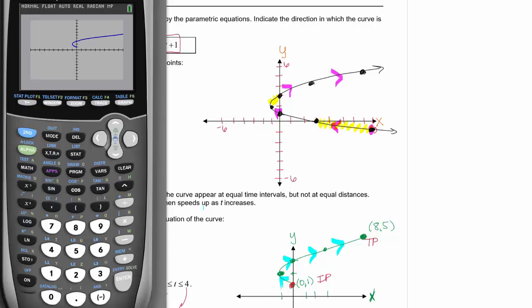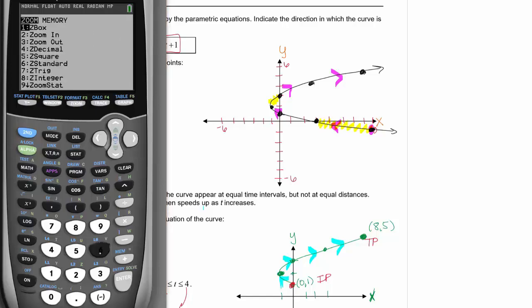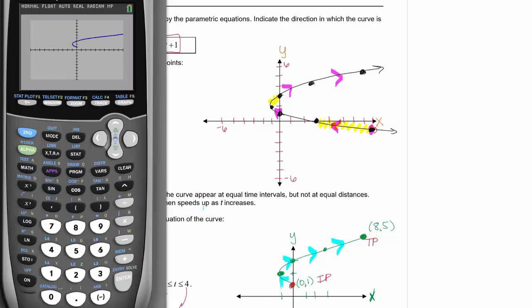If you hit window, you are in a very set window. And if this is not your first time in parametric mode, your window might not look like this. But if you hit zoom 6, which is zoom standard, that normally puts you in a negative 10 to 10 for X and negative 10 to 10 for Y viewing window. And that looks great. The problem is it's not necessarily what I'm viewing that I'm concerned with. I can always move that part around, but we have to make sure we're calculating the appropriate T values.